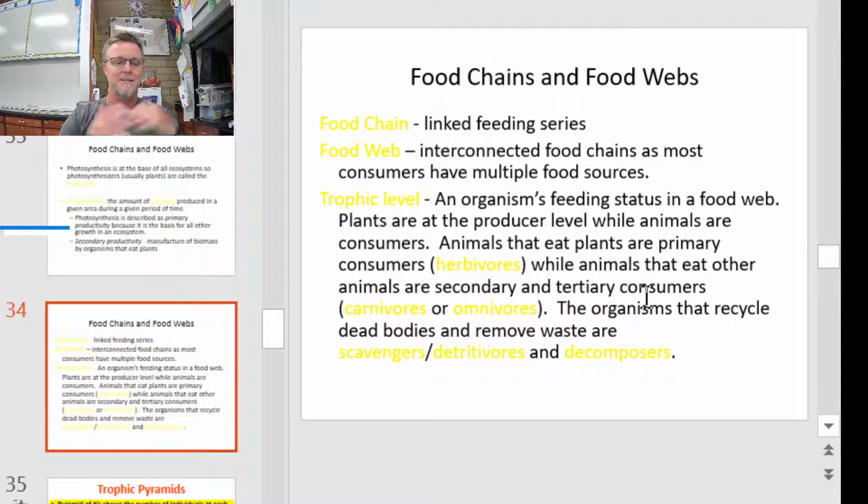Here's some text definitions of these things. Here's the food chain. It's feeding links in series. In the food web, it's lots of interconnected food chains. And then the trophic level, that's the organism's feeding status in the food web. And they can be herbivores, carnivores, omnivores, and the like. Make sure you got it in your notes.